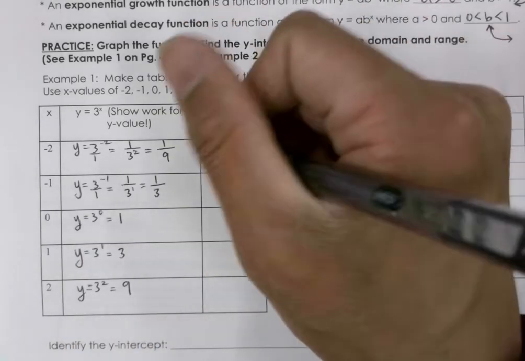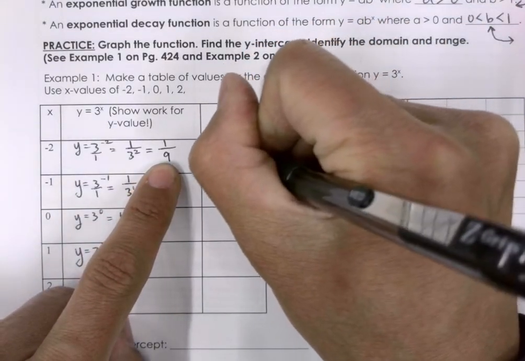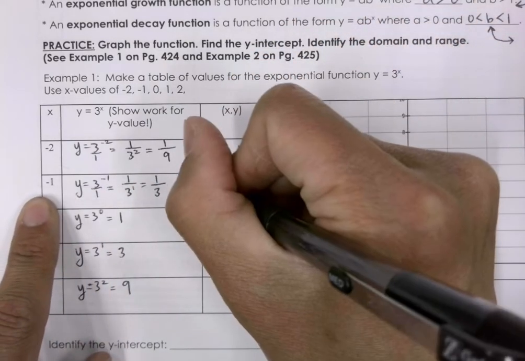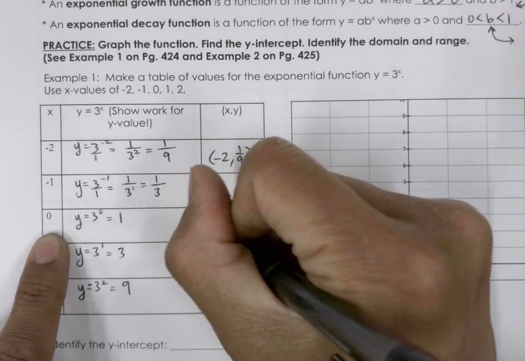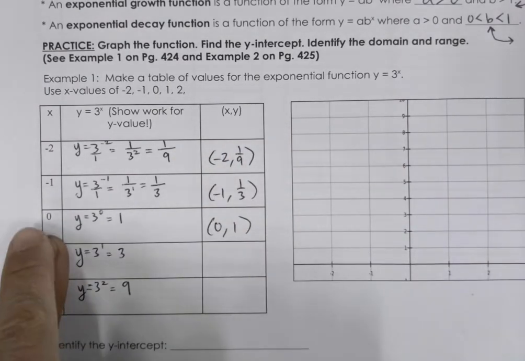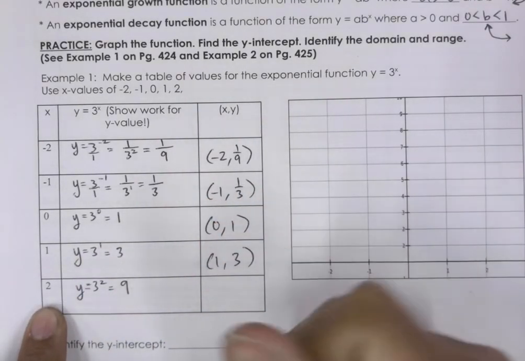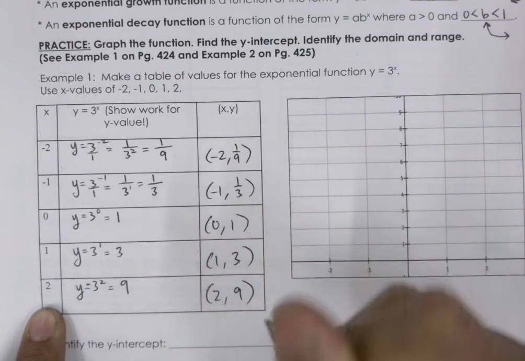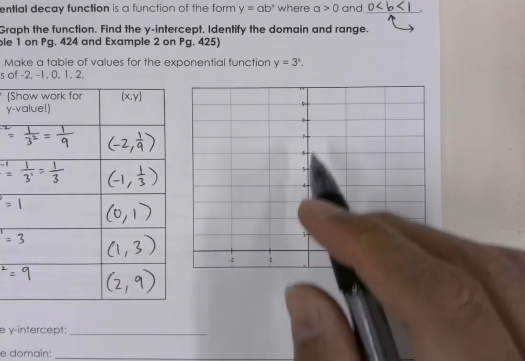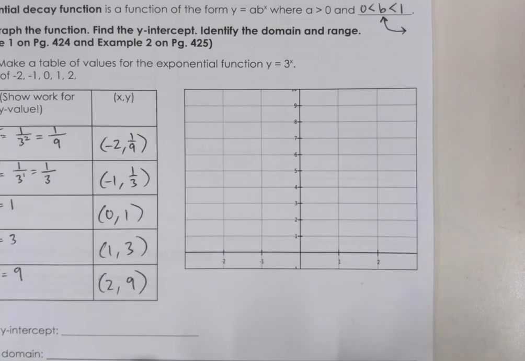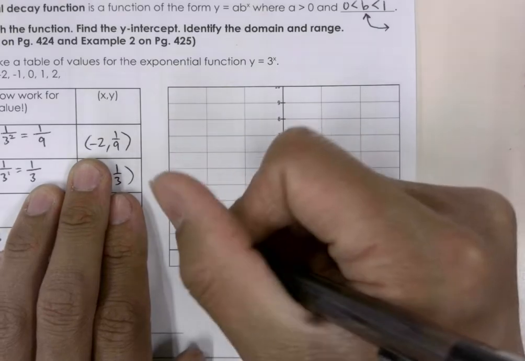What do we do now? We go ahead and create our ordered pairs. It's going to be -2 as our x, and 1 over 9 as our y. The next ordered pair is -1, 1 over 3. The next one is 0, 1. The next one is 1, 3. And the next one is 2, 9. Now that we have all of our ordered pairs, we're going to come over to our graph and graph this exponential function.